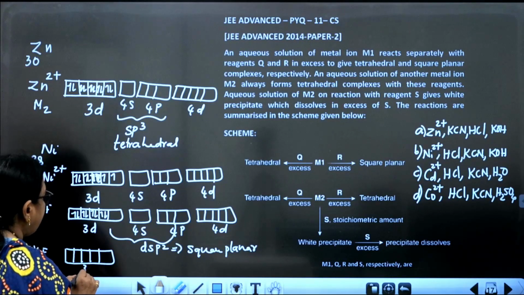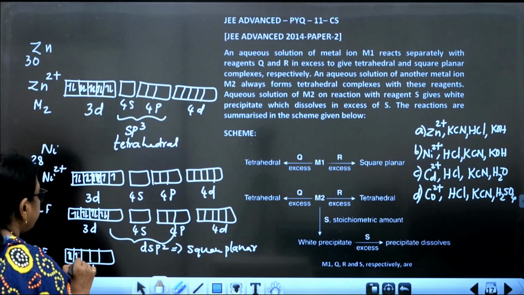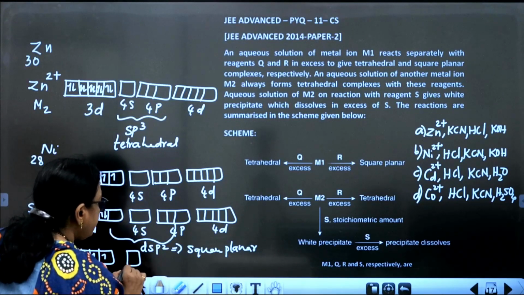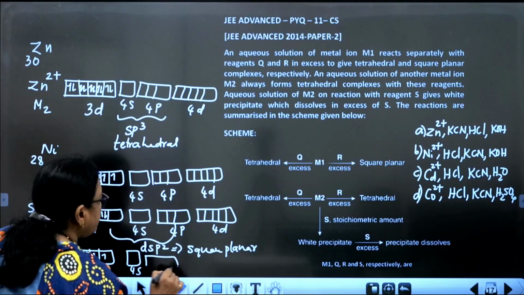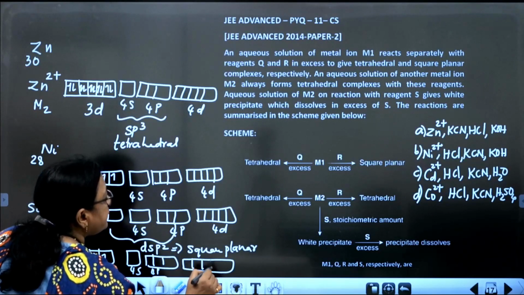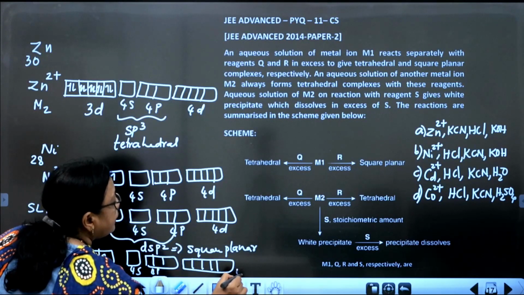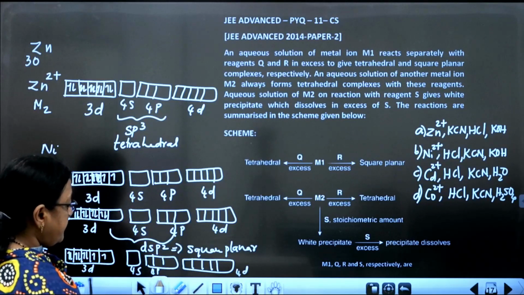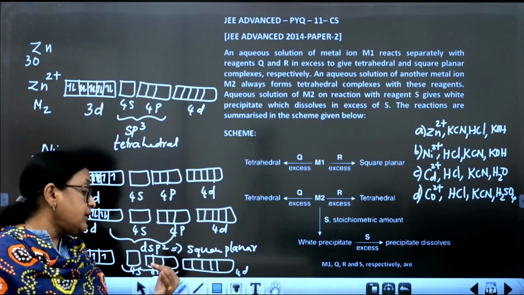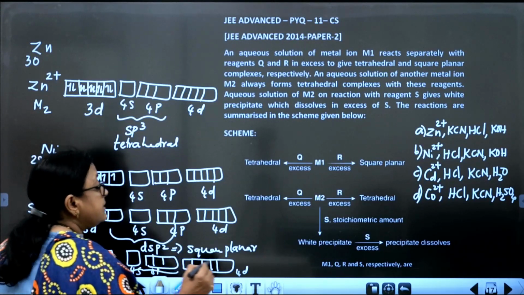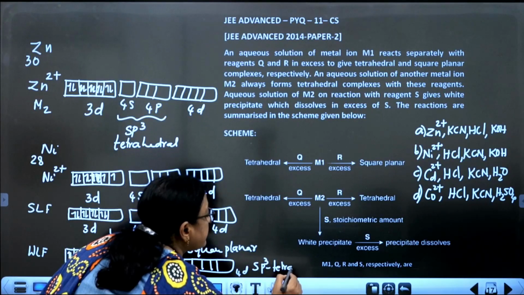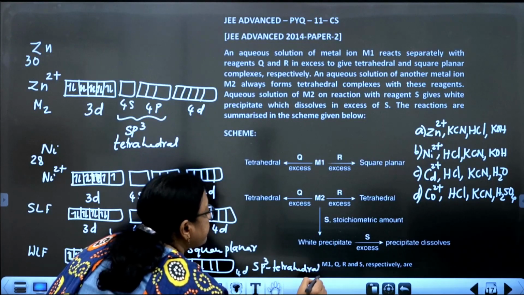In a weak ligand field, it will remain the same. Electrons cannot be forced to pair up. Thereby, you don't have contribution from 3d. So now the only possibility is one 4s and three 4p undergoing hybridization, resulting in sp3 hybridization. Tetrahedral geometry is a possibility.